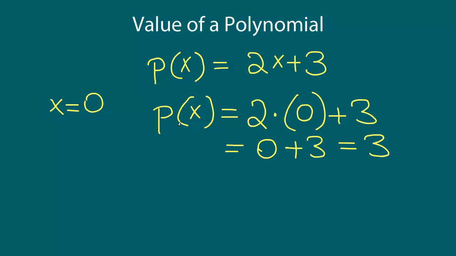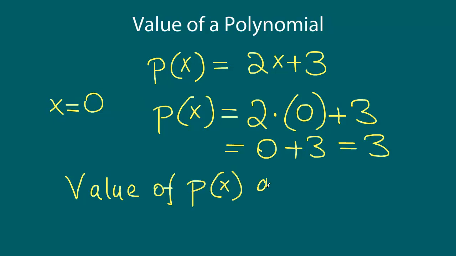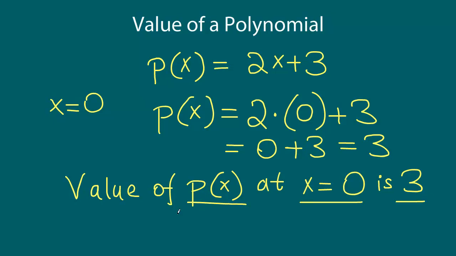So we say that the value of polynomial p(x) at x equals 0 is 3 in our example. Or in other words, instead of writing p(x), we write p, and instead of x, we write 0. So we say p(0) is equal to 3.